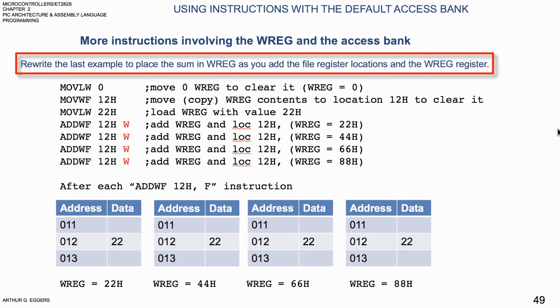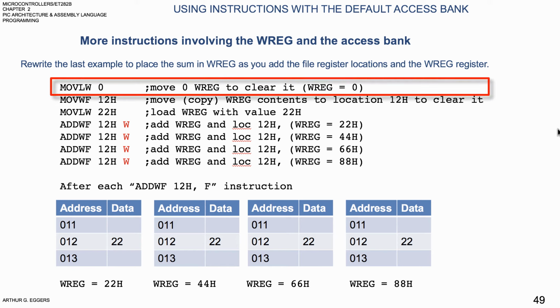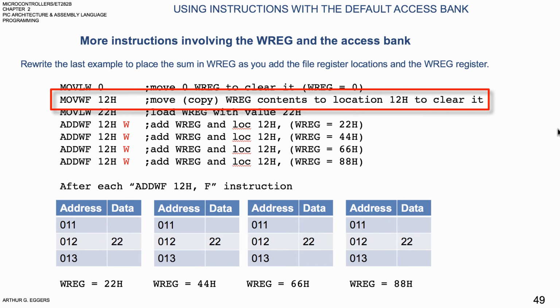In this one, we're going to rewrite that last example to place the sum in the working register as you add the file register location and the working register value. So again, we're going to place the literal value of 0 into the working register to clear it, so it's sitting at 0. Now we're going to move the working register value into 12, so we're putting that 0 into 12, and it clears it. So both the working register and 12H are sitting at 0.